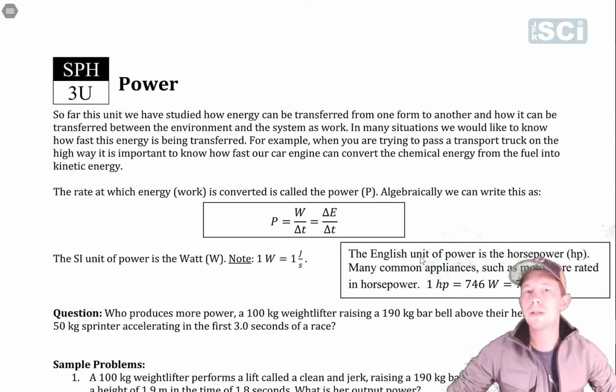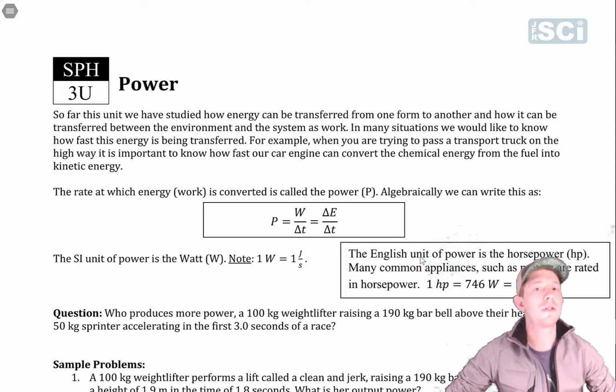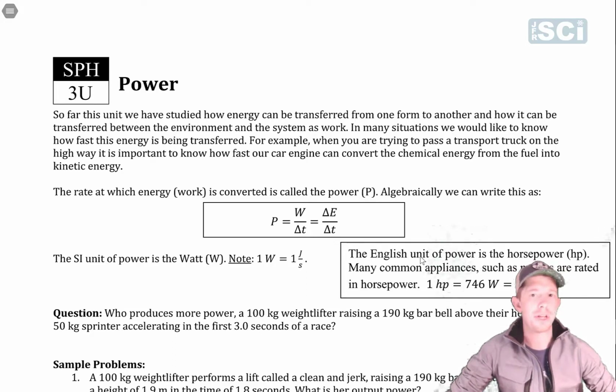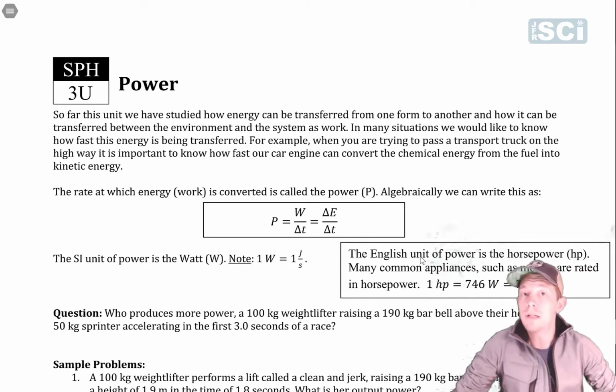So far in this unit we've talked about energy transformations, conservation of energy, and different forms of energy. But we really haven't investigated how quickly energy can change from one form to another. When we start talking about that concept, we are actually discussing power. Power can be defined as the rate of change, or how quickly energy changes from one form to another.